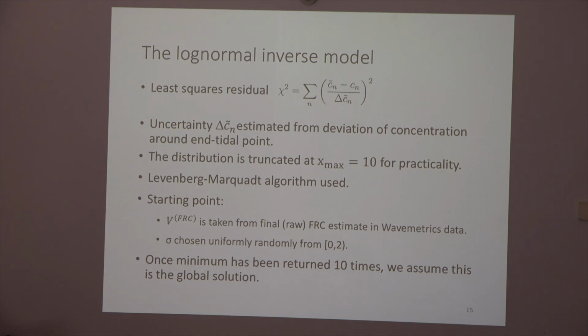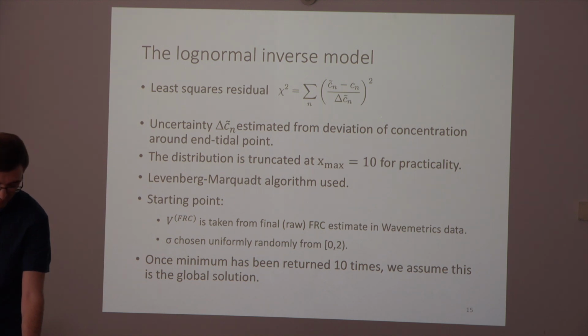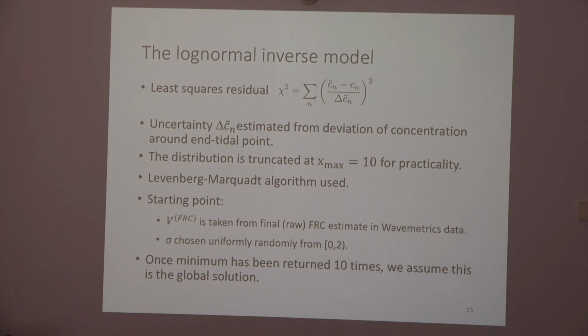And we fit this model using a standard nonlinear least squares method. We estimate the error in the measured data from looking at the variation in the curve near the end tidal point. We start by taking the FRC estimate from the raw case, and we randomly choose an initial sigma, and we repeat until we get the same solution found 10 times, essentially. Then we assume that's the global minimum. Because it's only two parameters, we very solidly get the same global minimum every time.